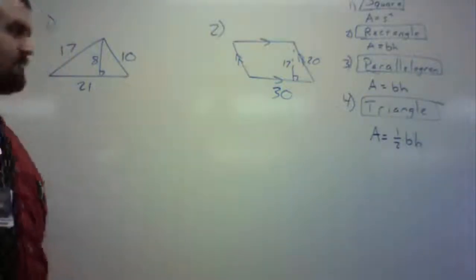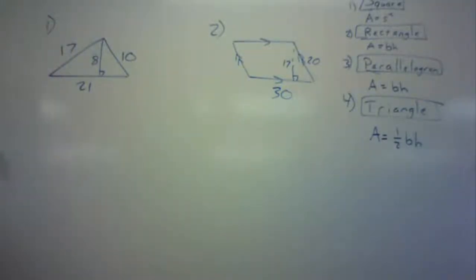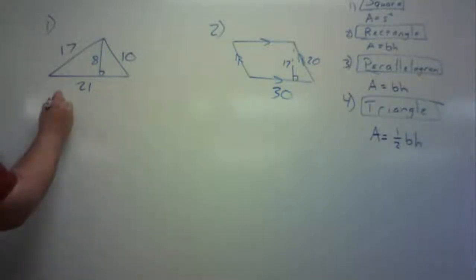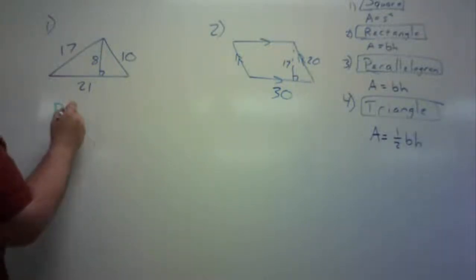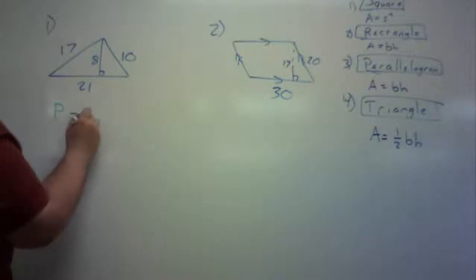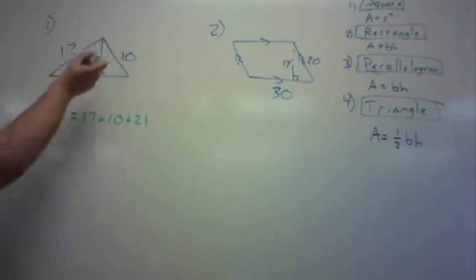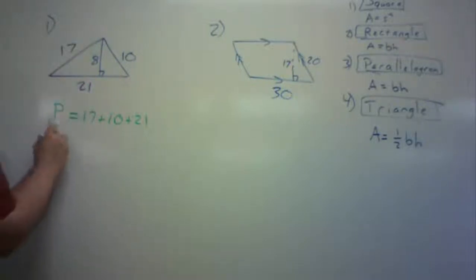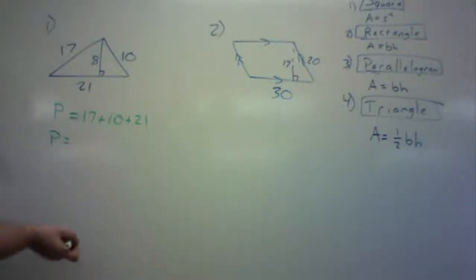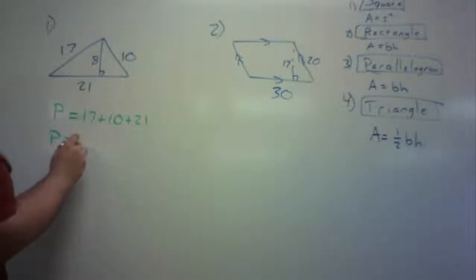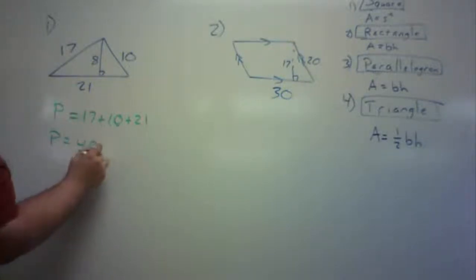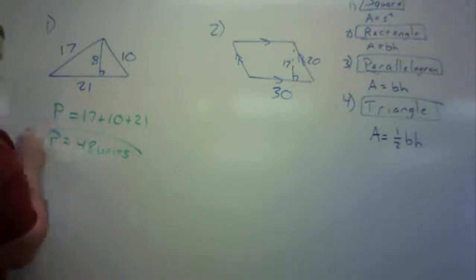Alright, the first two are up here. Now, perimeter. Let's do that one first for the first one. That's just adding up all the side lengths. So that would be perimeter equals 17 plus 10 plus 21, because those are the three side lengths. The perimeter would end up being whatever all three of those added together are, or better known as 48 units. Singular.